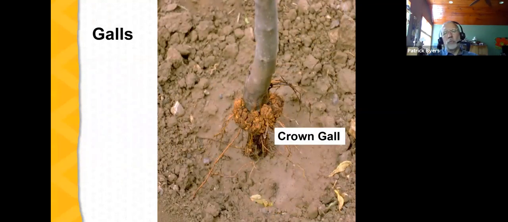Galls. Galls are abnormal growth of plant tissue, and they can be present on the woody parts of plants like we see on the base of this apple tree, or they could be galls on the herbaceous part, the green growing parts of the plant. But galls are basically tissue that is growing irregularly, not growing as normal, and frequently it does this in response to the infection of a bacteria, in this case the crown gall bacteria.